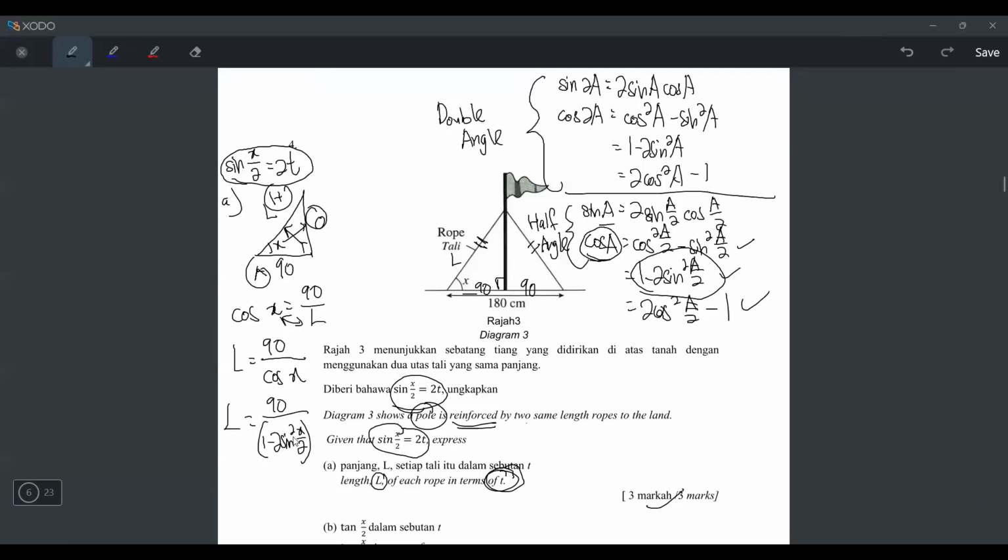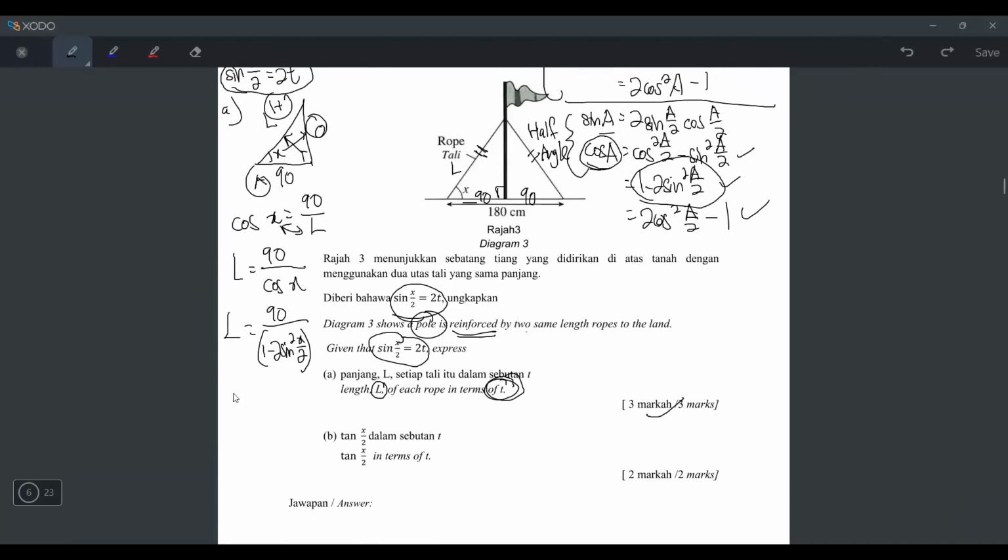And the reason I'm changing it to this is because I already told you the answer they want is in terms of t. It means I have to use this information. So definitely I will use this one, the one with sine. Sine A over 2, this is sine x over 2. Okay, so now let's continue. L equals 90 divided by 1 minus 2.